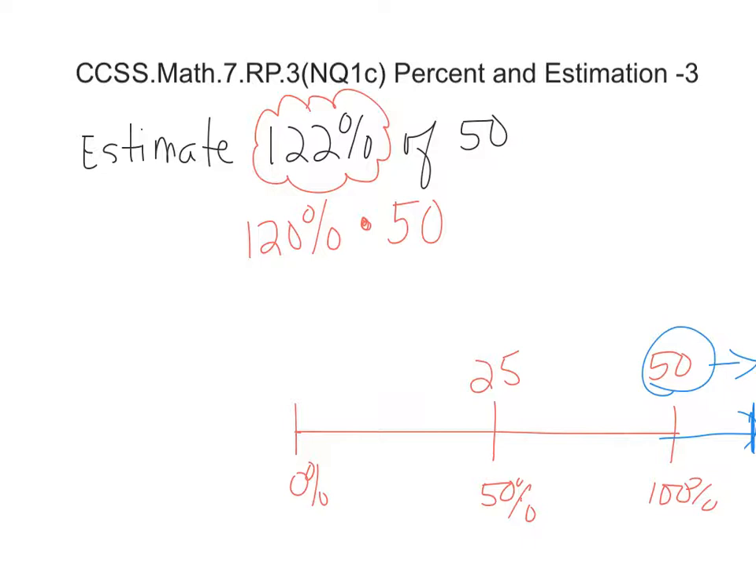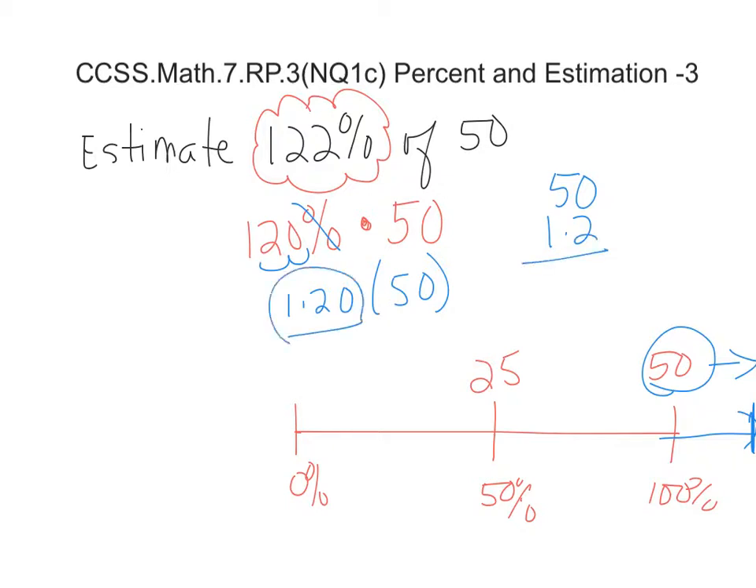So is it reasonable? We want an answer that's more than 50 because it's 120%. So if I take this and divide it by 100, because percent means divide by 100, I get 1.2 times 50. I'm going to use parentheses in this case. And so if I want to do that out, I'm going to go 50 times 1.2. I can get rid of this 0 on the 2 here.